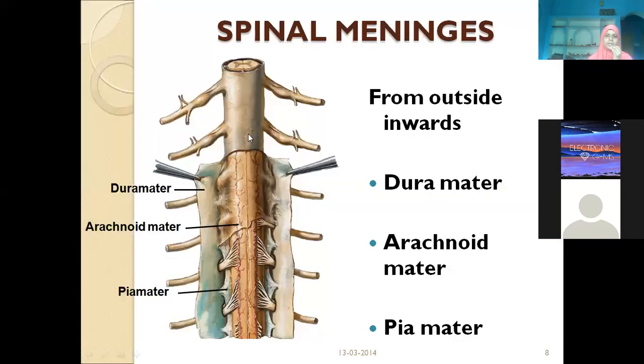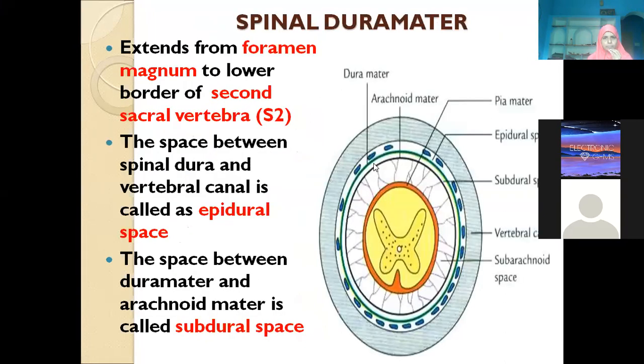Okay. Then what are the coverings we have in the brain? The same type of coverings we have for the spinal cord also. What is the outermost covering we have? Dura mater, arachnoid, and then we have pia. Then the spinal dura is actually extending from the foramen magnum to the lower border of the second sacral vertebra. It's not ending at L1 vertebra level. The dura is extending up to S2.